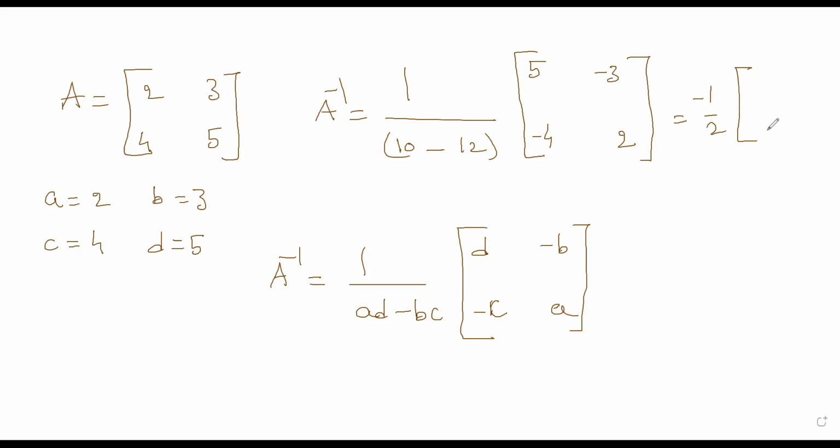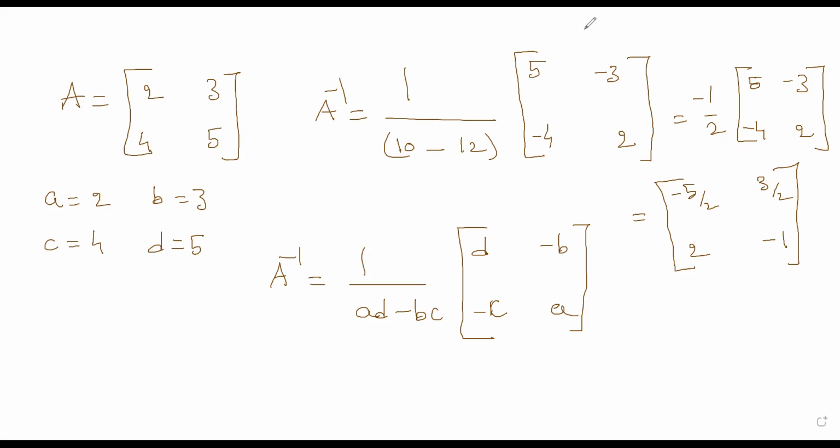Into 5 minus 3. Minus 5, 4, minus 2. 3 minus 4, 2. The additional thing you have to do is, this minus half you have to multiply inside and give the final answer. So that is minus 5 by 2, 3 by 2, minus 1 by 2, that is 2, and minus 1. That's the answer. This is the answer for A inverse. Clear? Easy? Yeah.